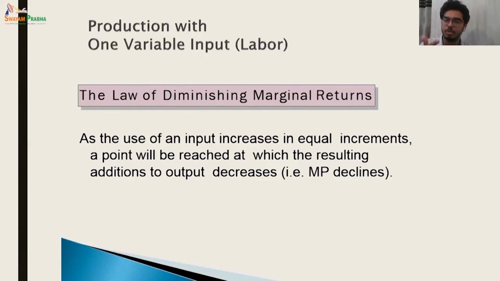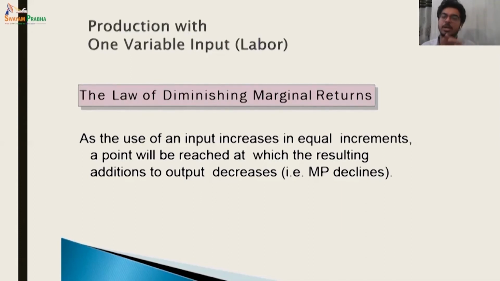utility is the satisfaction to the consumer, and over here, return is the return to the inputs. Whatever output you are getting, that is the return from the inputs, whatever you are producing. So according to this law of diminishing marginal returns, when you increase an input in equal amounts, every time you are employing one extra input, a point will be reached at which the resulting additions to output start declining. Resulting additions to output or total product. What is this addition to total product? It is nothing but the marginal product.